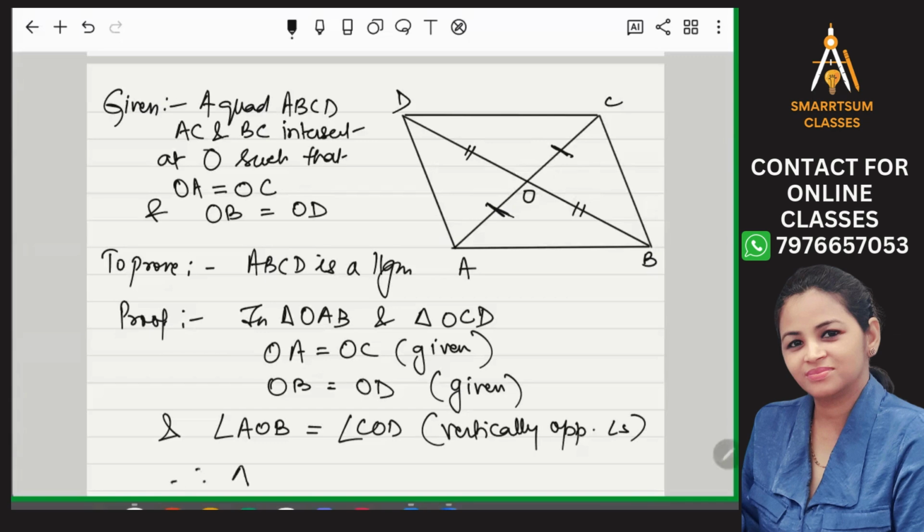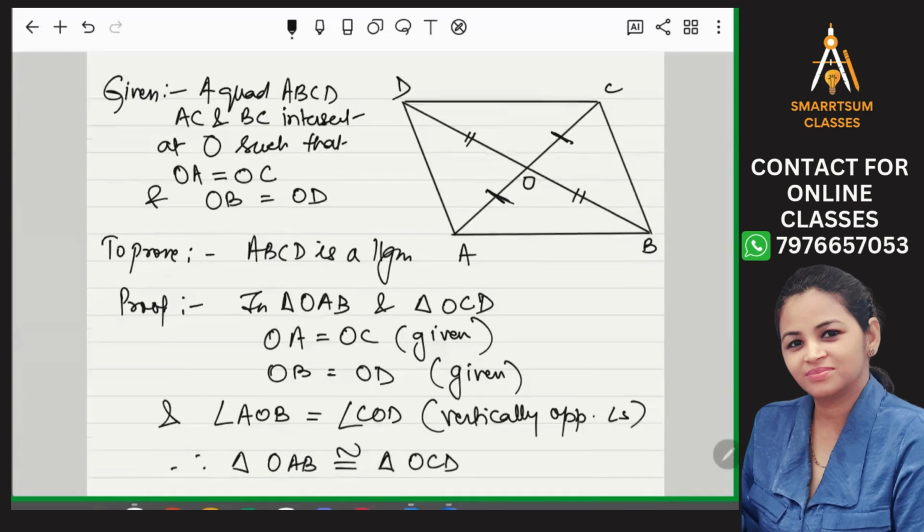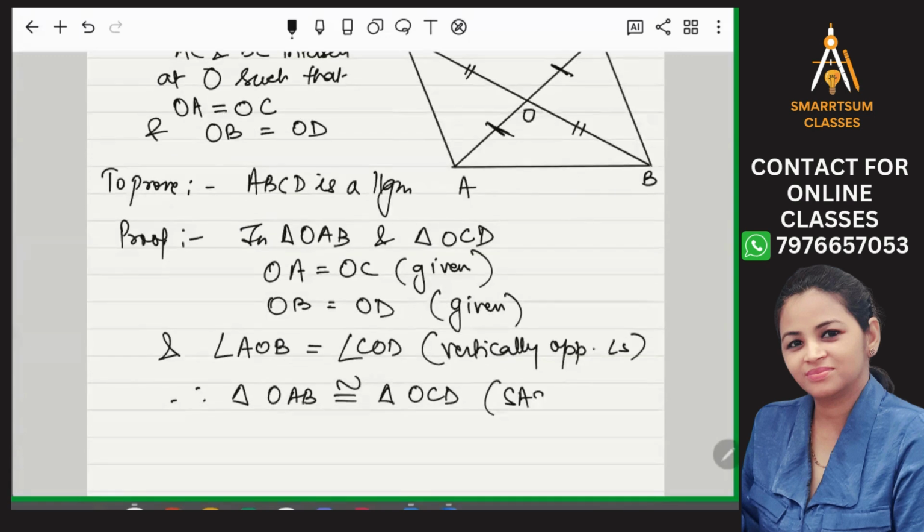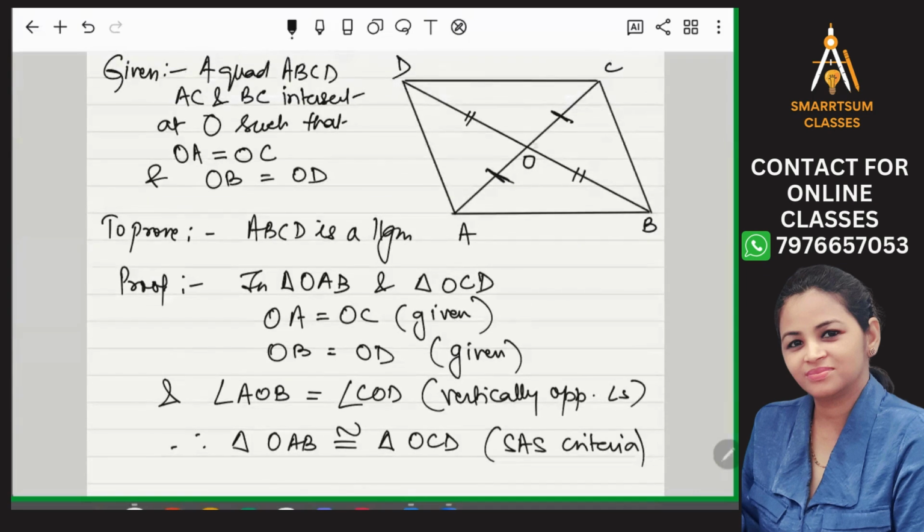So therefore, triangle OAB is congruent to triangle OCD, by which criteria? Side, angle, side. The angle is the included angle, the angle between the two sides which are equal. So that's why this is the included angle, and the criterion we are using to prove that they are congruent is SAS.